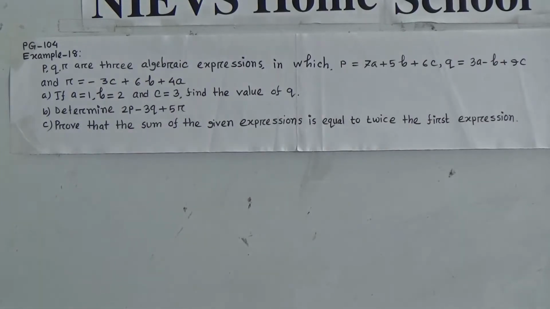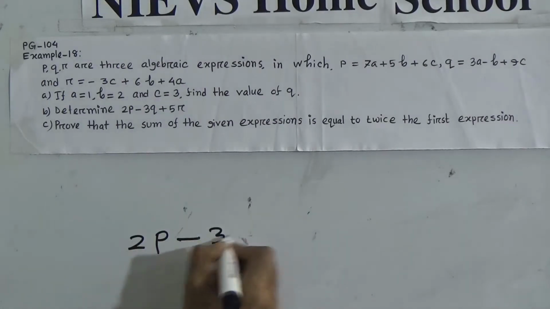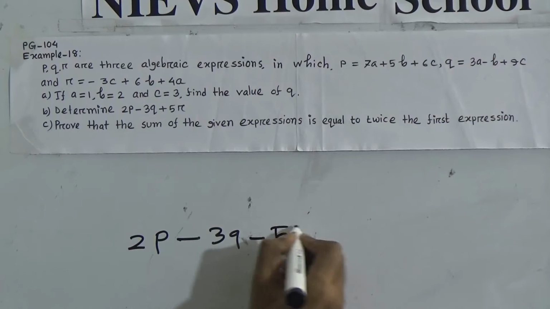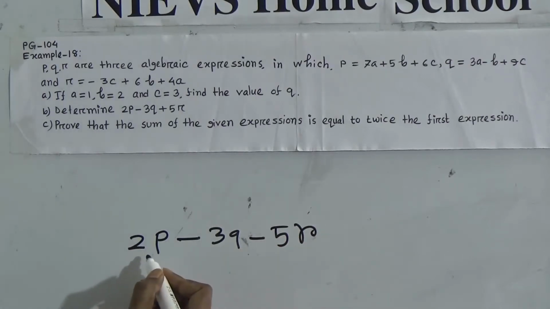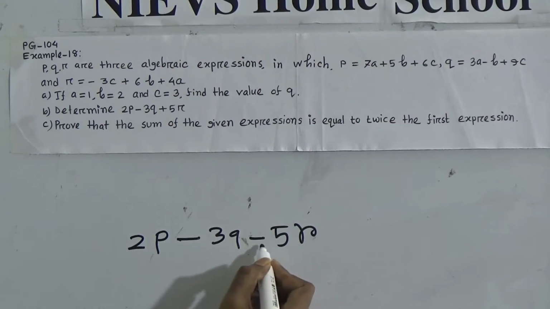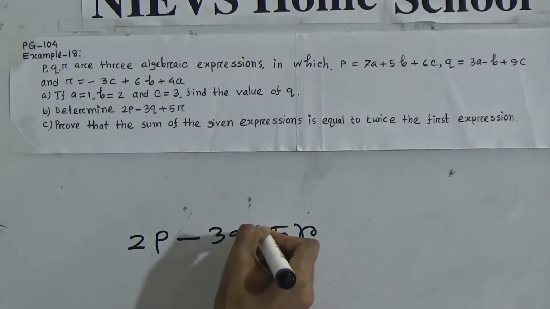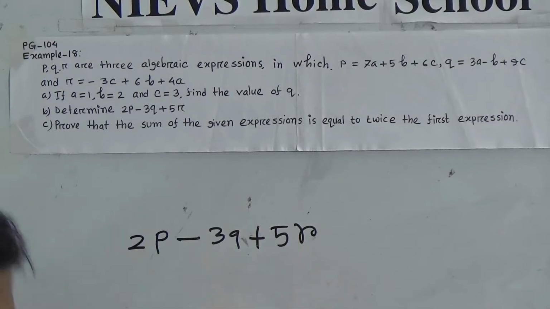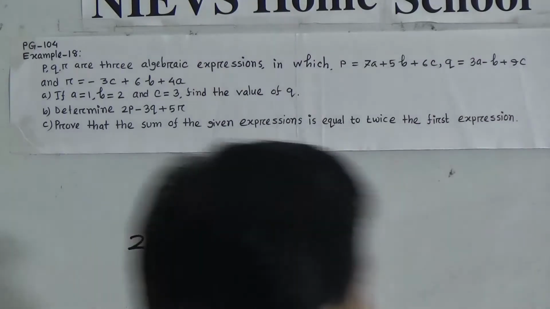Dear student, there is a mistake in your book. You see, 2P minus 3Q minus 5R is written in your book. You see properly, there is written minus 5R, which is a mistake. You cut that minus and write plus there. That means this will be plus. Okay, dear student? Now correct it.